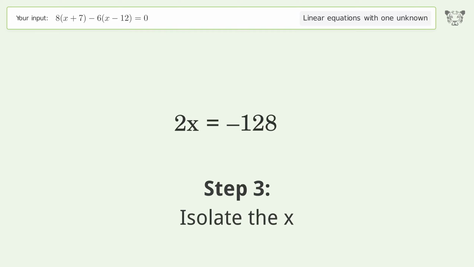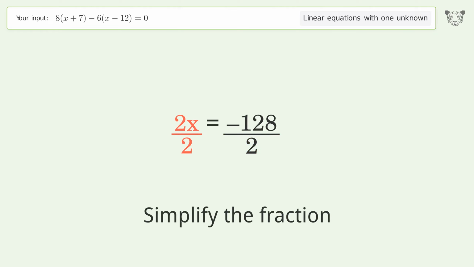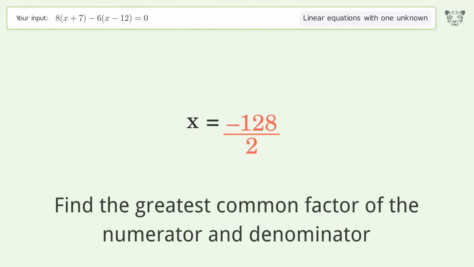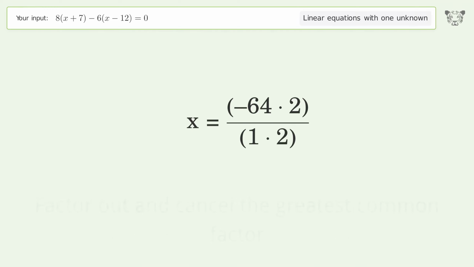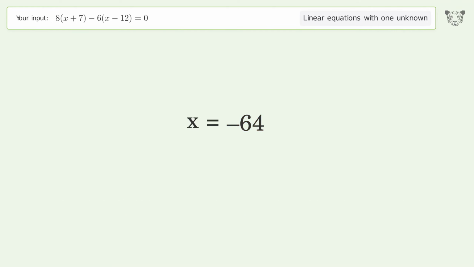Isolate the x. Divide both sides by 2. Simplify the fraction. Find the greatest common factor of the numerator and denominator. Factor out and cancel the greatest common factor. And so the final result is x equals -64.